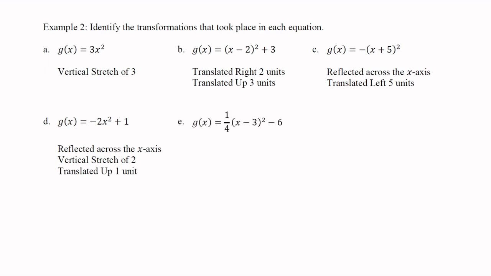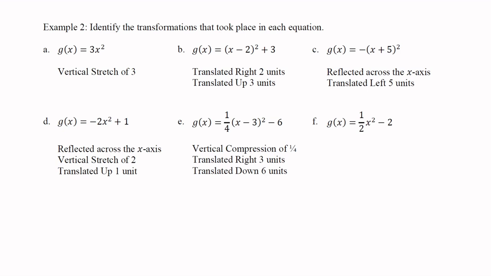For e, we have a leading coefficient of 1/4. It's positive, so we're not reflected, but it is less than 1, so we have a compression of 1/4. We have a minus 3 inside the parentheses, so our h value is 3, meaning we were translated right 3 units. And then a negative 6 on the end tells us we're translated down 6 units. For f, 1/2 out in front tells us we're compressed by 1/2. Minus 2 on the end tells us that we're translated down 2 units.